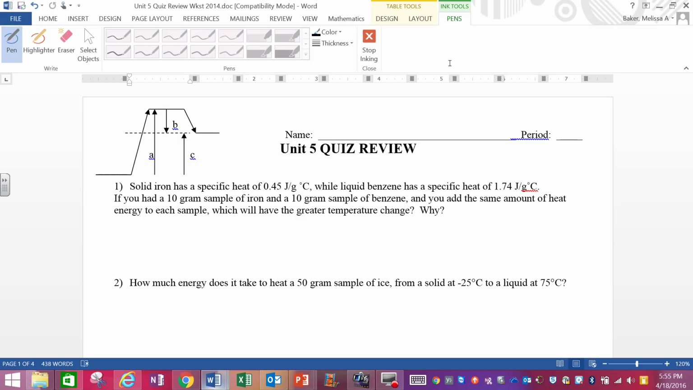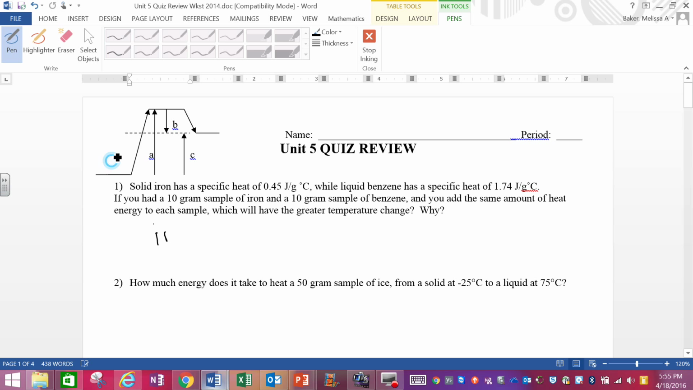Benzene, on the other hand, has a specific heat of 1.74 joules per gram degrees Celsius. That means it takes over 3 times as much energy, 1.74 joules, to heat up 1 gram of liquid benzene 1 degree Celsius. So the question here is, what if you had 10 grams of iron and 10 grams of benzene? You add the exact same amount of heat to each sample. Which one is going to heat up more?